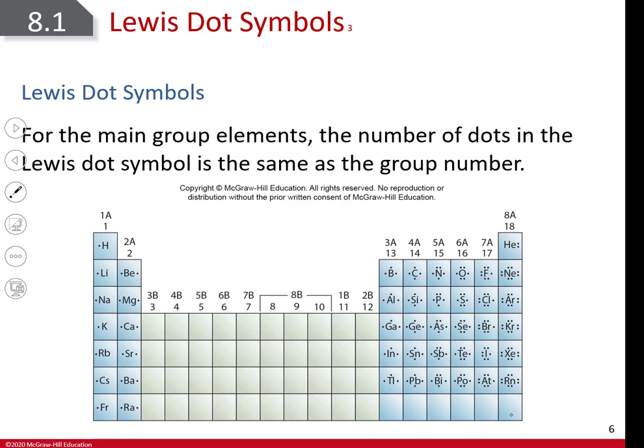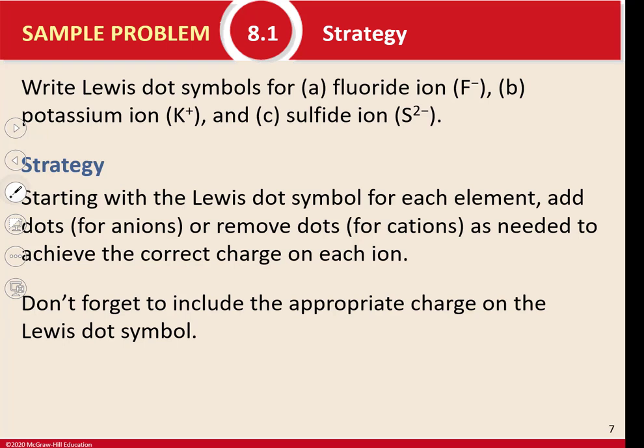To show it for an ion, we're just going to add or remove however many dots correspond to however many electrons we've added or removed. So let's try this out. The question says, write the Lewis dot symbol for the fluoride ion, the potassium ion, and the sulfide ion. Just like we did with electron configuration, we're going to start by drawing the Lewis dot structure of the original atom and then alter it to account for the ions.